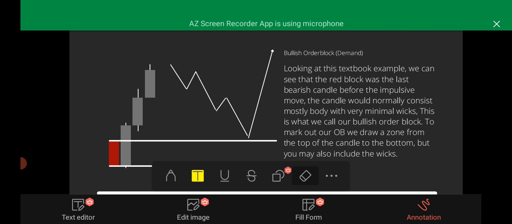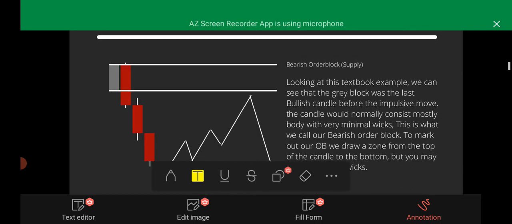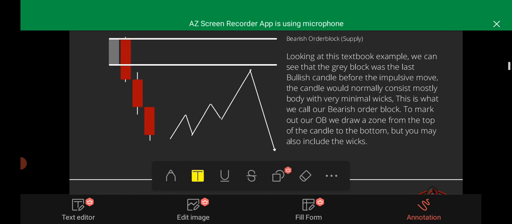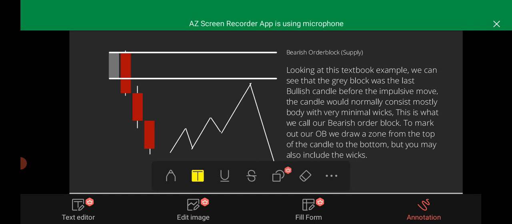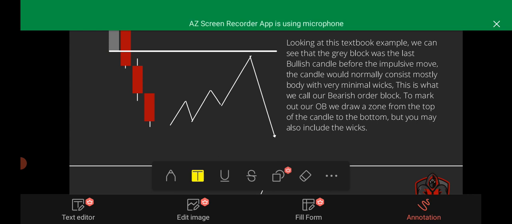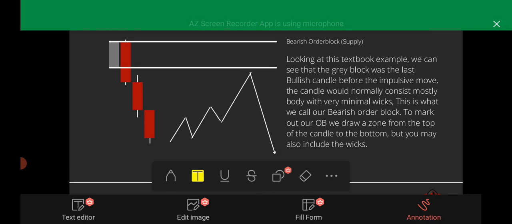You understand that? After that, we have what we call the bearish order block. A bearish order block is the opposite of a bullish order block. It is the last bullish candle before the impulsive move. That candle will normally consist of the body with minimal wicks, the same as I explained about the bullish one. To mark our bearish order block, we draw from the top of the candle to the bottom, and you may also include the wicks.